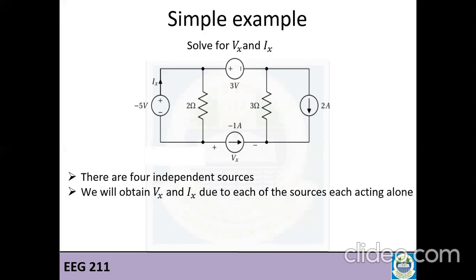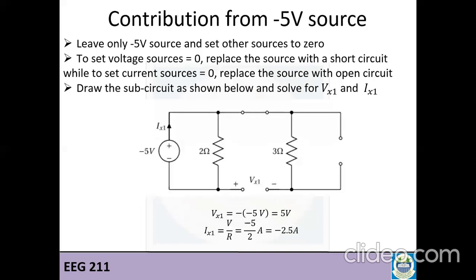So how do we do that? The first thing that we will do is obtain Vx and Ix due to each of the sources acting alone. That means that first we get the contribution from all the four sources.